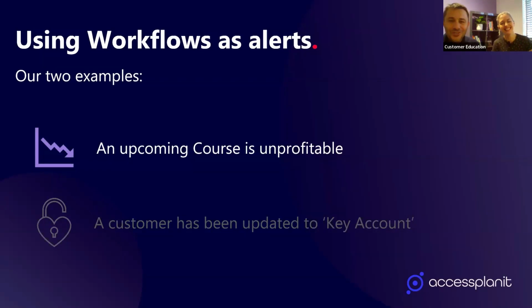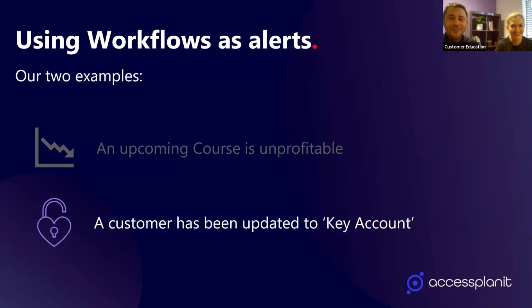A not coming course is a course not meeting our minimum profit targets. This alert could be very valuable to your team, so you can decide whether this course still goes ahead, whether it needs to be promoted more, or cancelled or postponed. And a customer that has been upgraded to a key account: this alert could be a great info share. Additionally, if there were any actions that need to be completed, then they can be listed in the email.